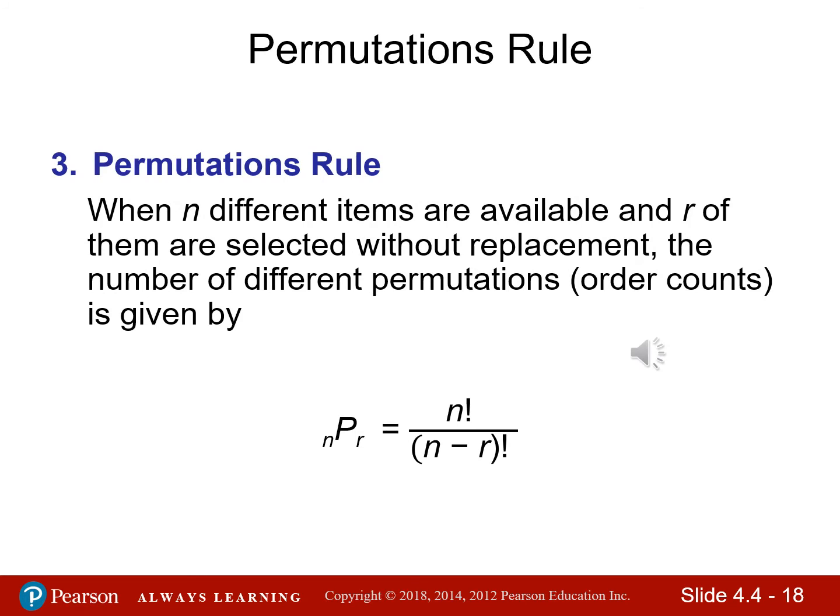Here's the permutation rule. When we have n different items that are available, and r of them are selected without replacement, the number of different permutations is given by n factorial over n minus r factorial.